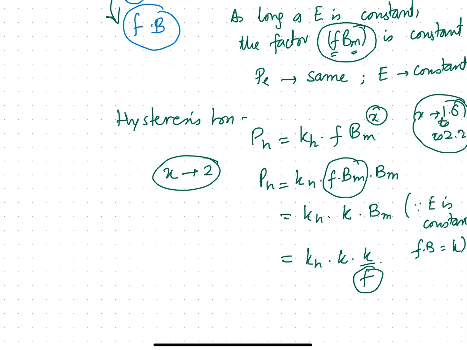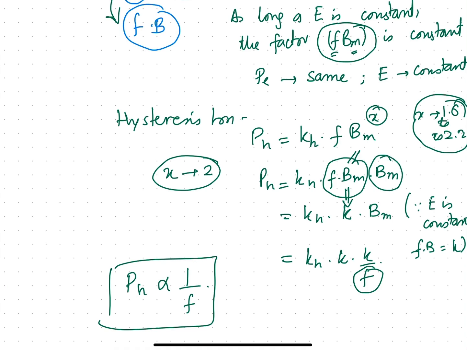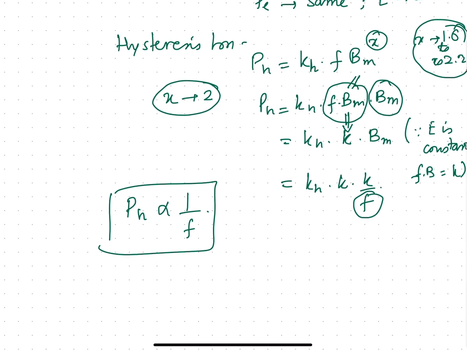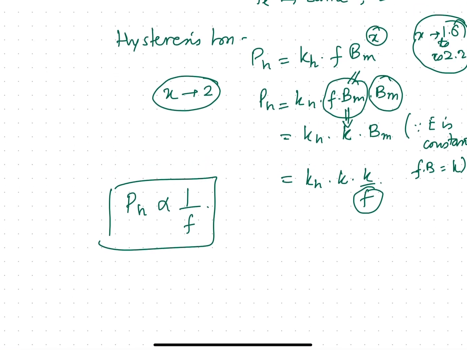So what happens to the hysteresis loss? The hysteresis loss is inversely proportional to the frequency. Why is this so? Because you have said that the product f into B is a constant. So you replace this product by the factor K, and because Bm is inversely related to the frequency, the hysteresis loss comes out to be inversely related to the frequency, right? Provided E is kept constant. This is important.